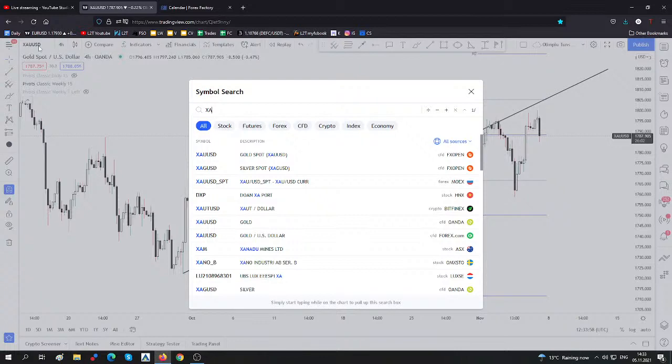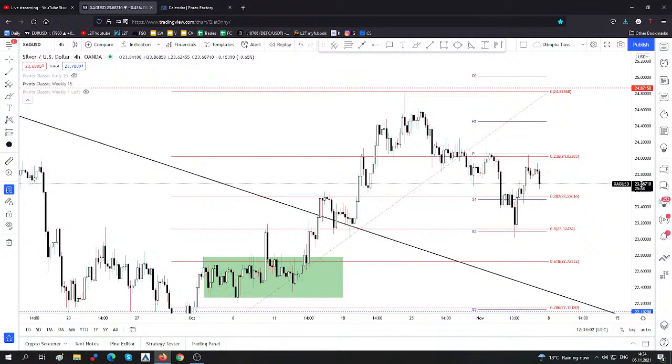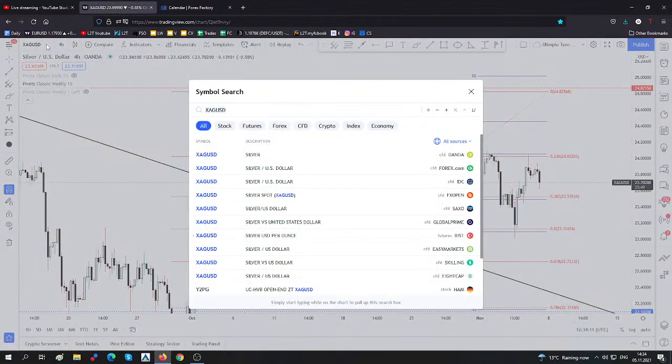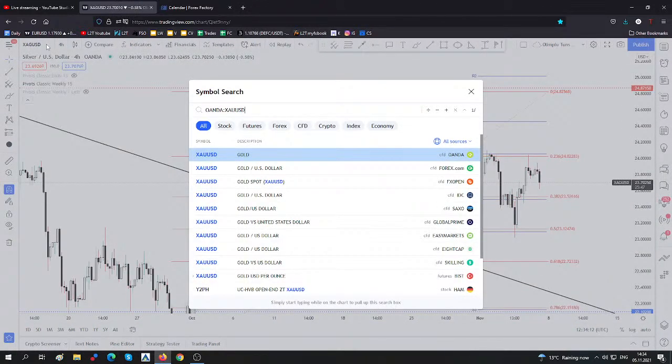Yeah, sell-off here after registering only a false breakout above the 23.6 after failing to reach the weekly pivot point. I will come back to silver later. Let's take a look again at gold.